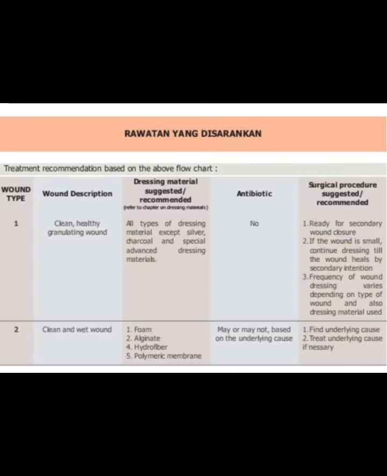This table shows treatment or recommendation based on the flow chart. Wound type 1 is a clean, healthy, granulating wound. All types of dressing material are acceptable except for silver, charcoal, and special advanced dressings. Type 2 is a clean and wet wound. Foam, alginate, hydrofiber, or polymeric membrane may be used. Antibiotics may or may not be needed based on the underlying cause.